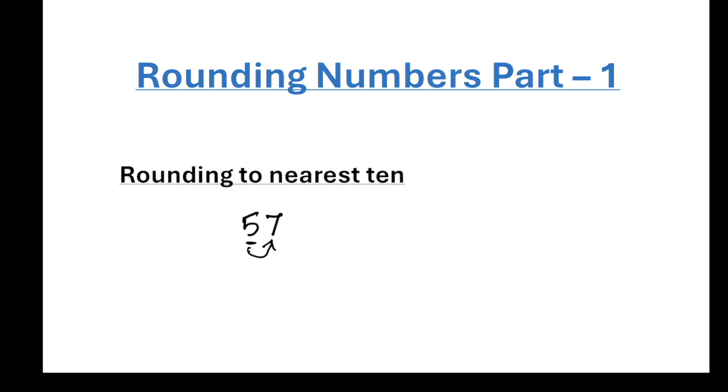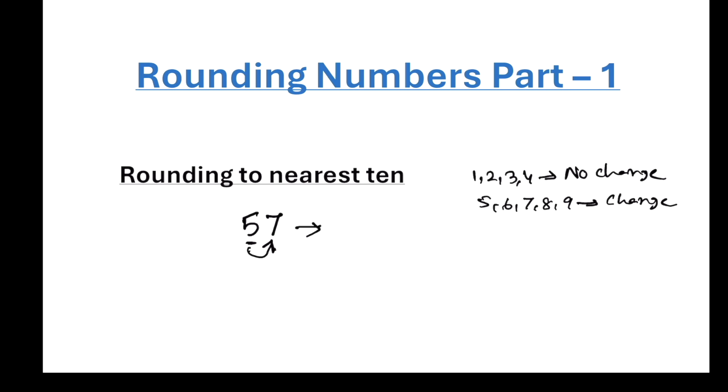As I told you before, if we say 1, 2, 3 and 4, there will be no change. And if it is 5, 6, 7, 8, 9, there will be a change. So when they are asking for the nearest 10, you look at the previous digit, which is the ones place digit, which is 7. 7 means change. So 57 to the nearest 10 will be 60.